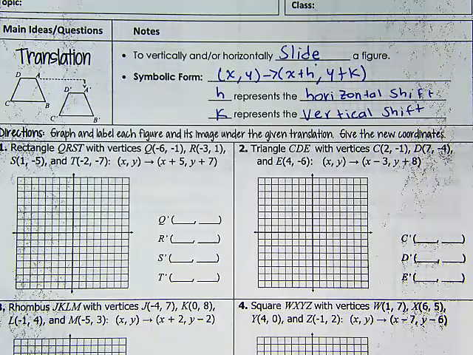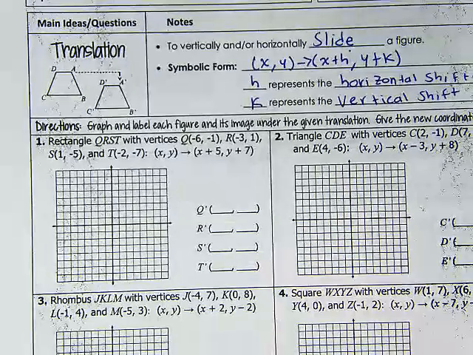Imagine that we are sliding a figure, or just moving it around the coordinate plane. The symbolic form is we move from our original x, y coordinates to x plus h and y plus k. Really, it's just saying that we're moving it horizontally for x and h and moving it vertically for y and k. So I'm going to go ahead and plot our first point for our rectangle.